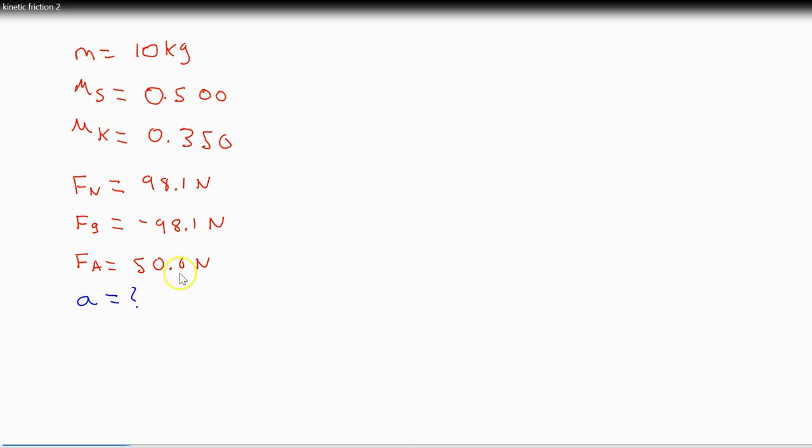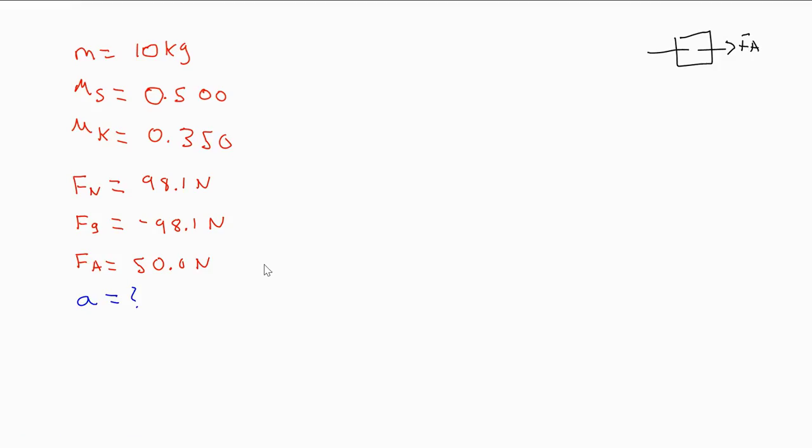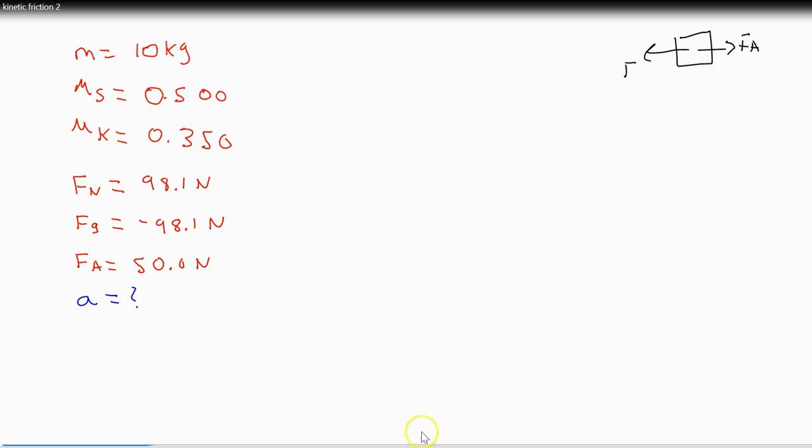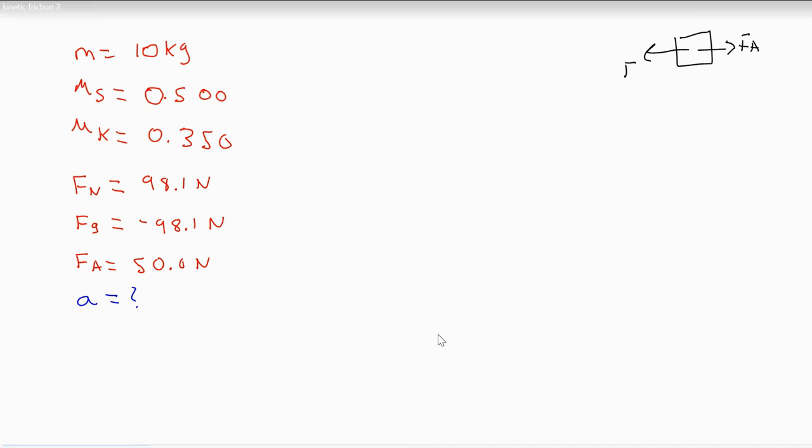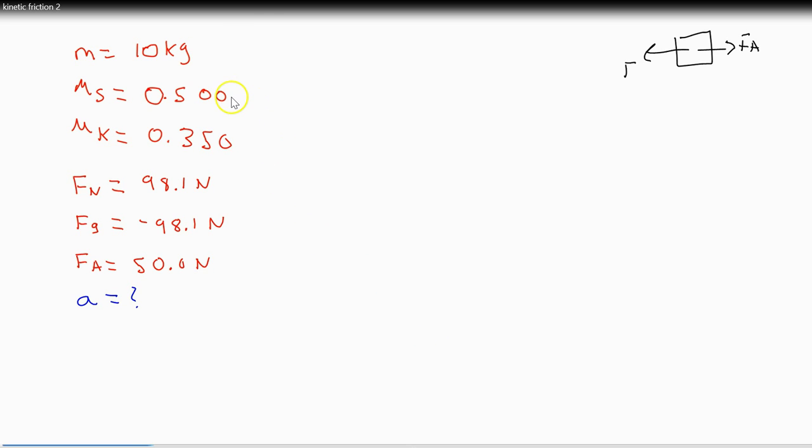This time, I'm going to take an applied force of 50.0 newtons, and my question is going to be, what will the acceleration be? Now, I want to make a quick note here. In the previous problem, we found the maximum force of static friction. And that maximum force of static friction was less than this 50 newtons. Because of that, we know it's going to accelerate. If you're unsure of what's going on, please check out the other video.